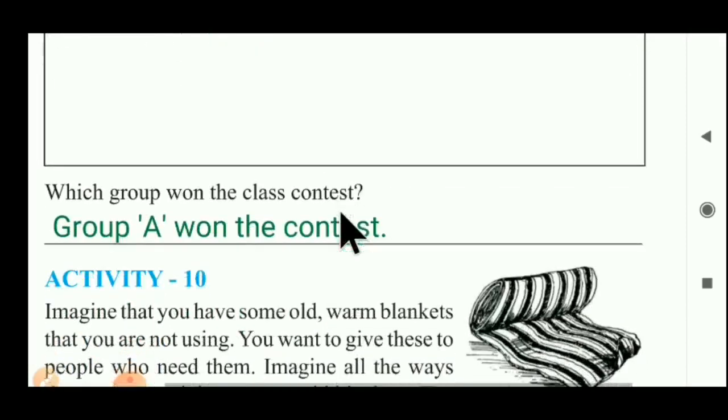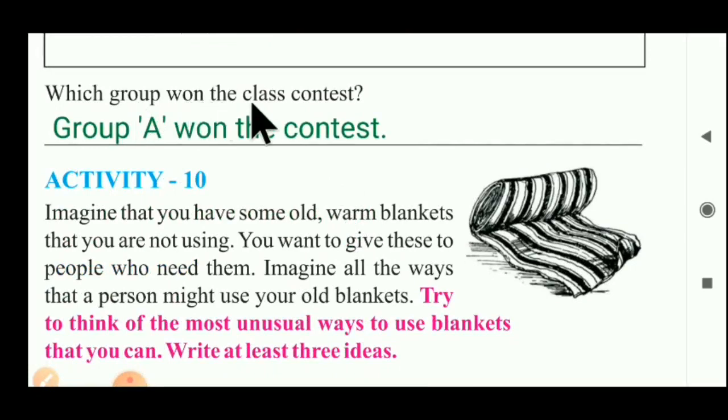After that, which group won the class contest? Which group won the class contest? So give answer. For example, I write here group A won the contest. Group A won the contest. Here our activity based on 7th and 8th activity we completed.